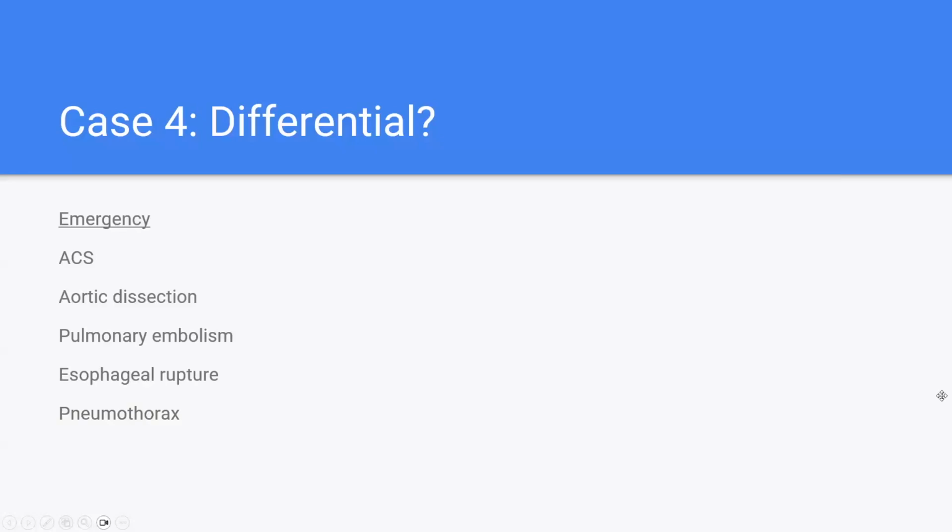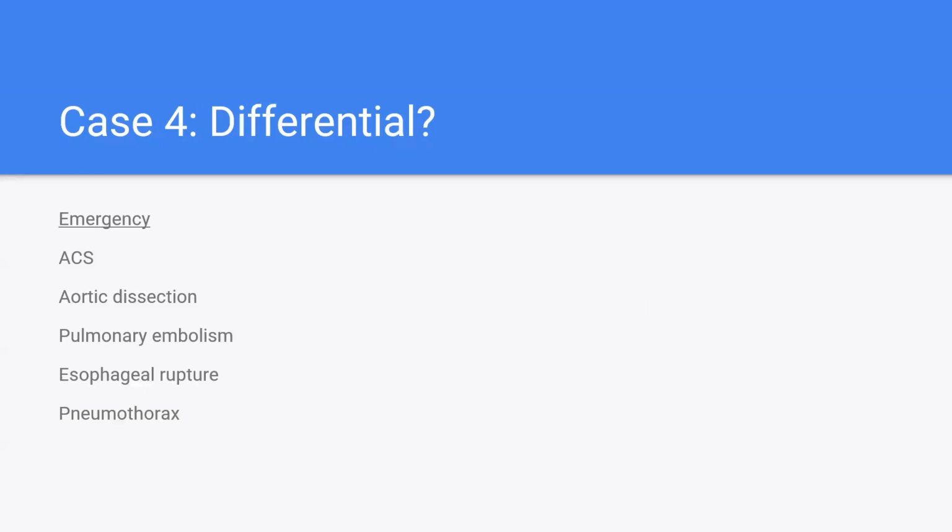So important in this case, you want to think about the emergency causes of chest pain, or the etiologies that would warrant an emergency. Of course, ACS we've talked about, but aortic dissection, pulmonary embolism, esophageal rupture, pneumothorax. Generally the ones you want to be able to rule out when you're thinking about how to work it up. Once you think about the emergency causes, you say, hey, none of these are likely, or you rule those out. Broad differential for chest pain, breaking it down by system can help.